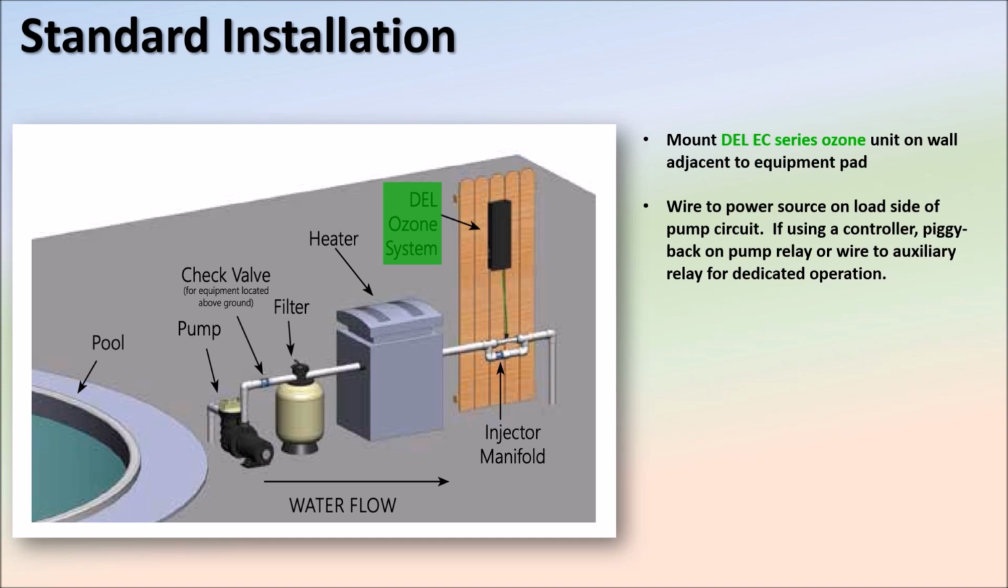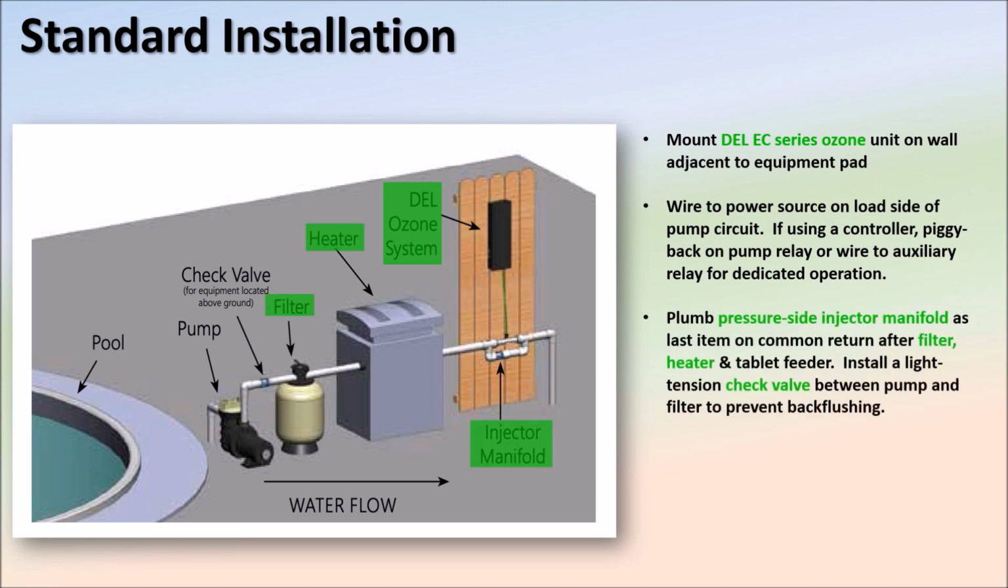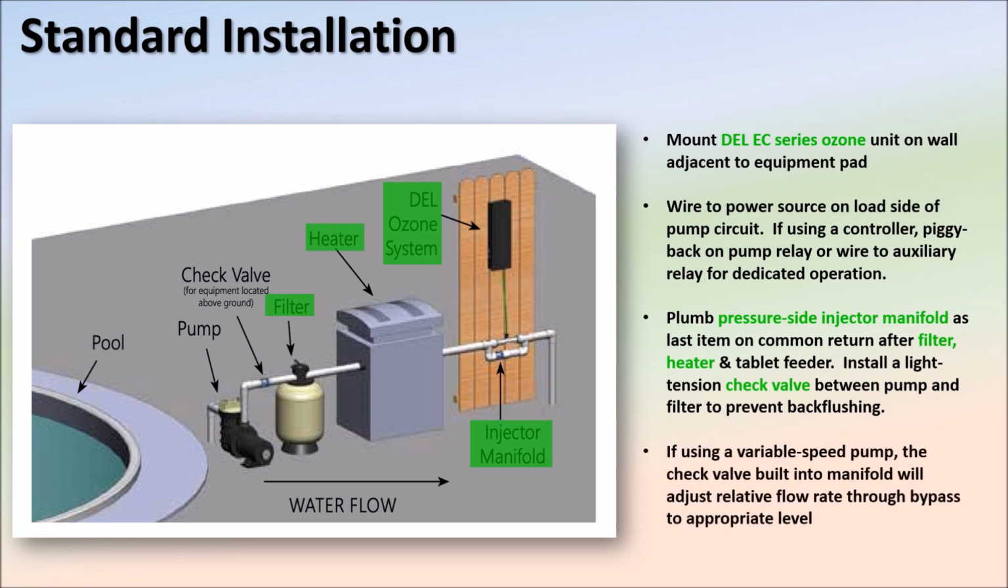Next, plumb the pressure side injector manifold as the last item on the common return after the filter, heater, and chlorinator, as well as any other additional items like a booster pump, in-floor cleaning system, or water feature. When using a variable speed pump, the built-in check valve on the Venturi injector manifold will maintain proper flow levels through the bypass. If the pool equipment is located above the water level of the pool, install a light tension check valve between the pool filter and the pump to prevent backflow that may cause the pump to lose prime.